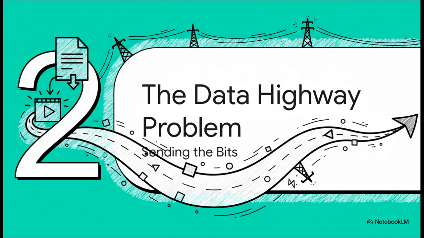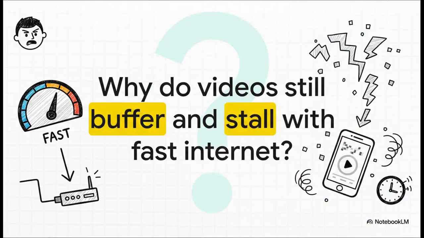Okay, so our video file is packaged up and ready to go. But now for the really hard part. We have to actually send it across the internet. And this brings us to our next challenge, the data highway problem. All right, here's a question that has probably driven you crazy at some point. You pay for that super fast internet, you run a speed test, and it says you have tons of bandwidth. So why does your video still stutter and buffer sometimes? It just doesn't seem to make any sense, does it?